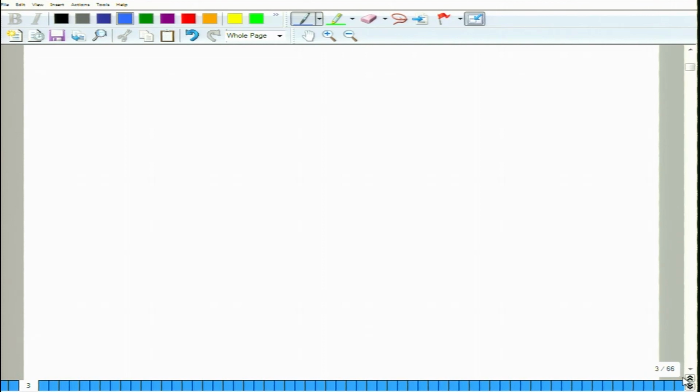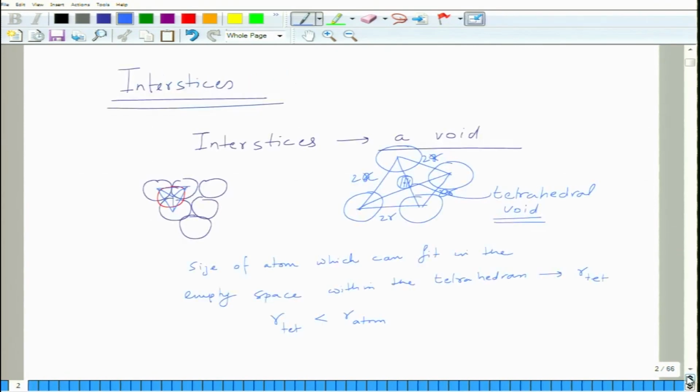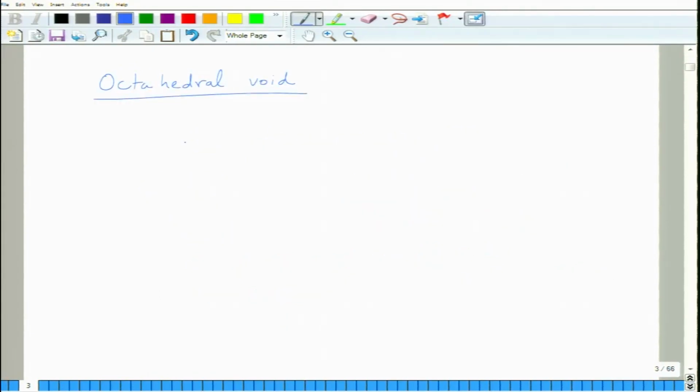Then you might have something called an octahedral void. In this case, you can see that this has 6 edges and 4 faces. An octahedron is a body like that. Connect an edge here, you connect the edge there, you connect the edge here, you connect the edge there. It has an apex here.